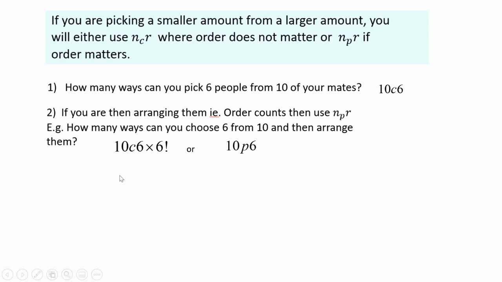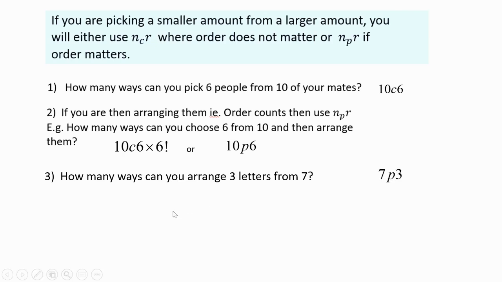Both of these options can come in handy if the numbers start to change, and I'll show you an example. If I have something simple, how many ways can I arrange 3 letters from 7, that would clearly be 7P3.